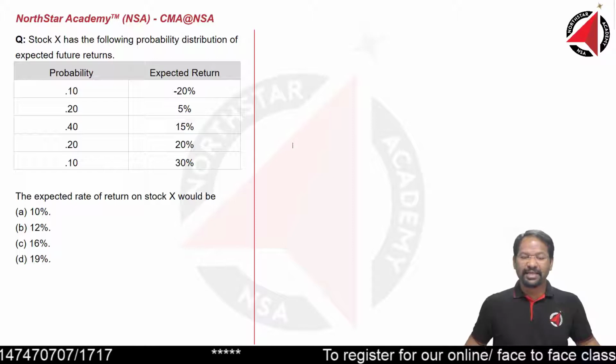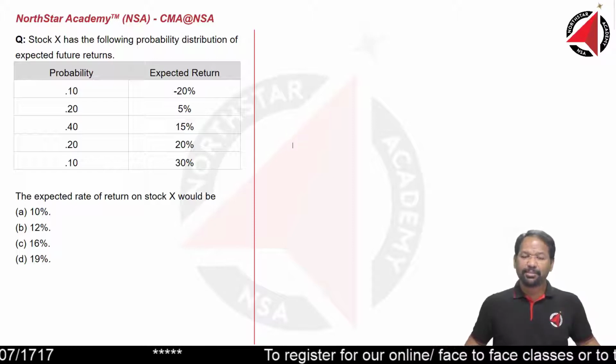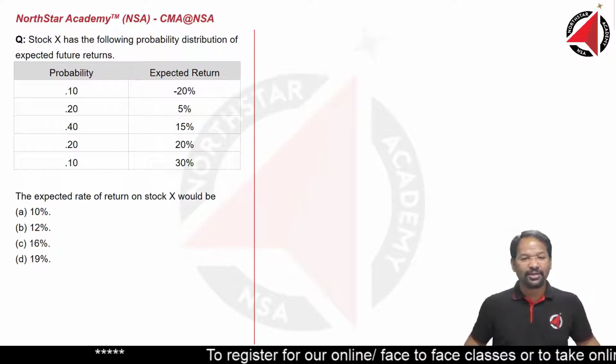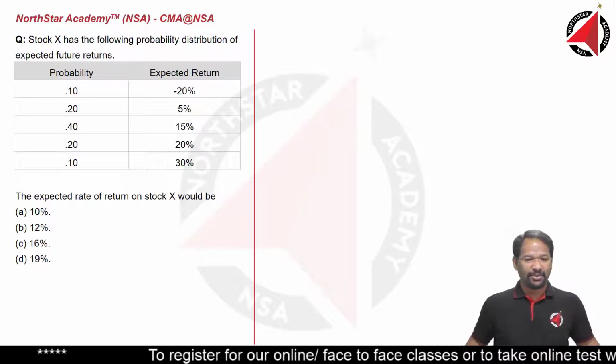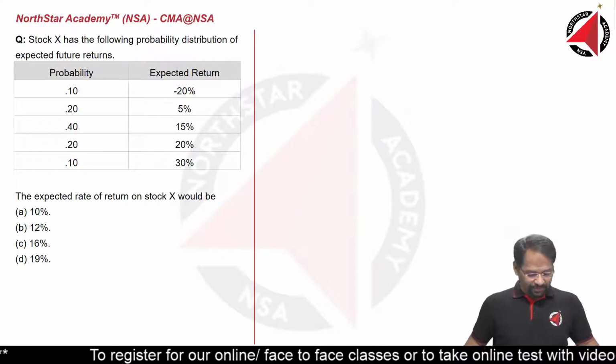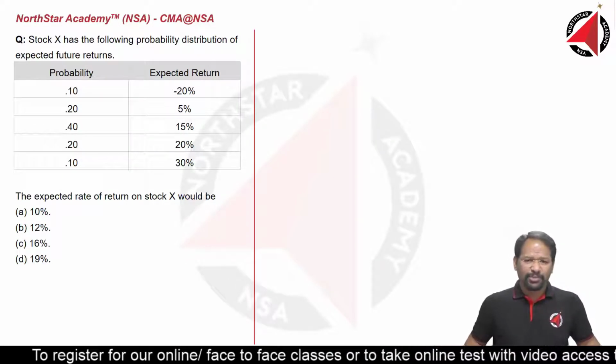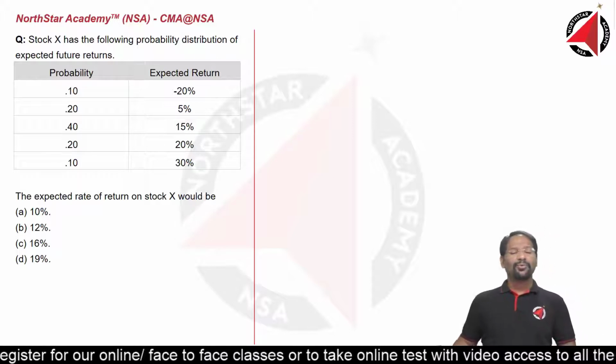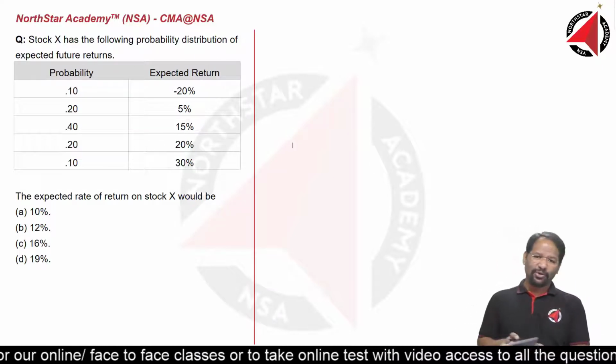Stock X has the following probability distribution of expected future returns. Probability is given, expected return is given in percentage. Remember, the first is a negative number. The expected rate of return on stock X would be quite a simple question. With a calculator only we can solve it.